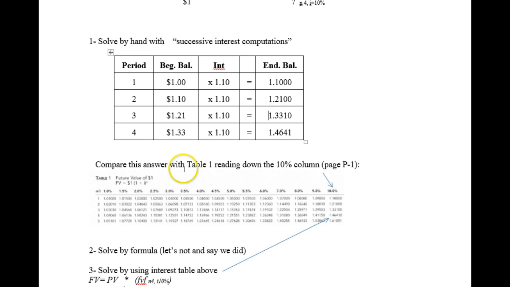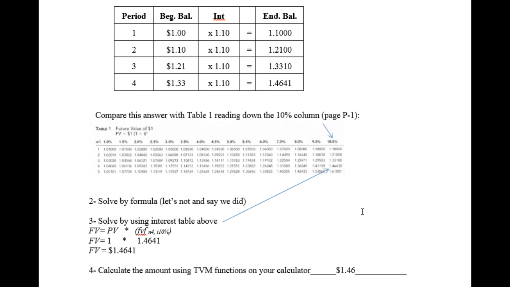Compare this answer with Table 1 by reading down the 10% column. We were looking at 4 years, so we would be on this row. We were looking at 10%, so we'll be coming down this column. And notice the interest factor right here is 1.4641.